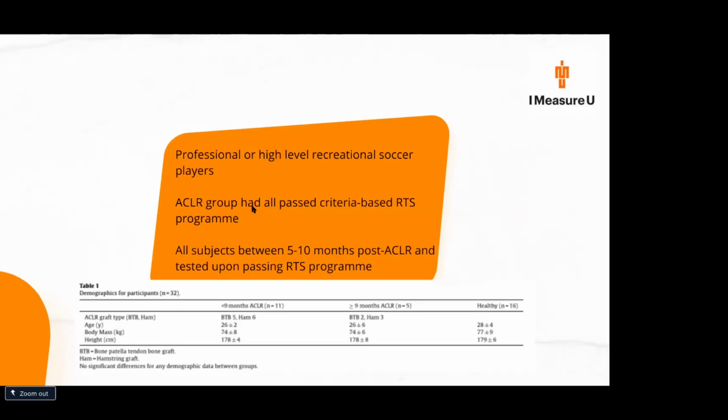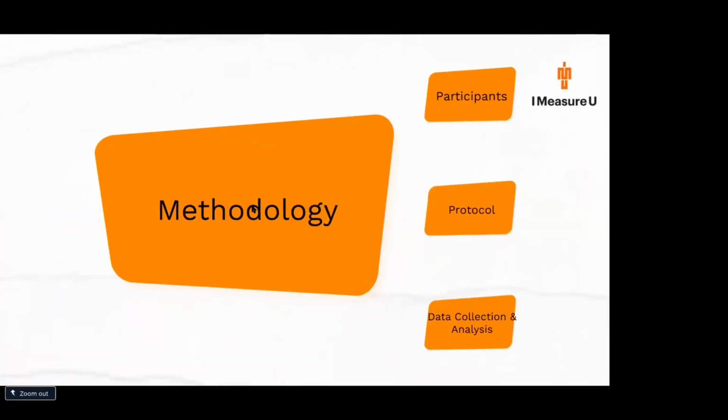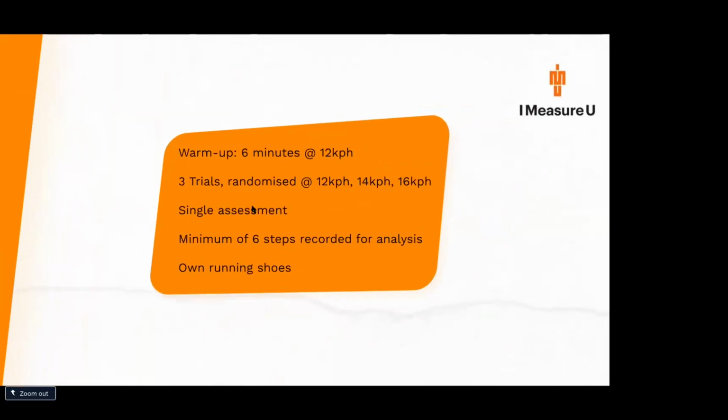There were two different types of graphs, and they were indicated here, but it was a pretty even percentage between the two groups. So into the protocol, this was a treadmill-based protocol, and all participants, I should say, were instructed to warm up for 6 minutes at 12 kilometers per hour, and then run to a point at which they felt their gait was comfortable and deemed normal.